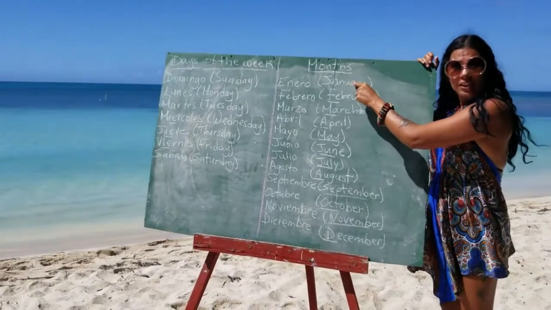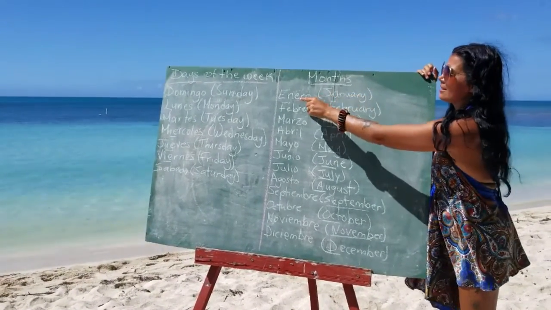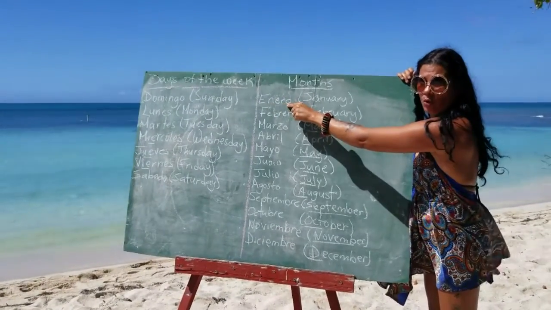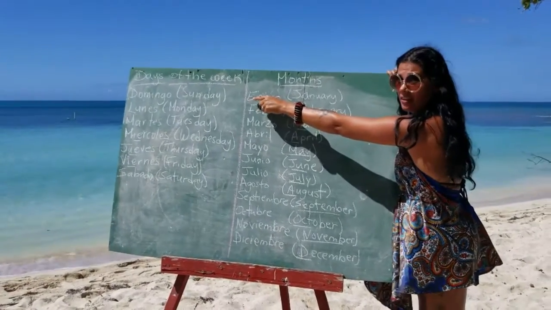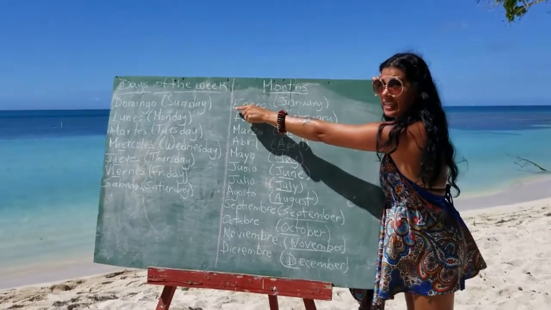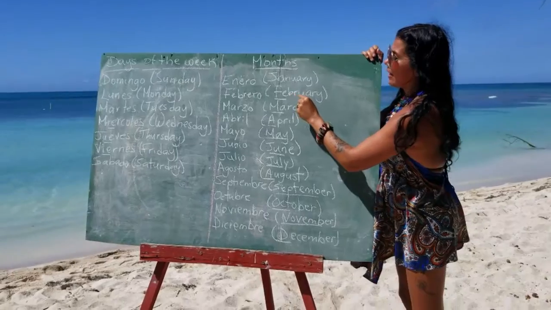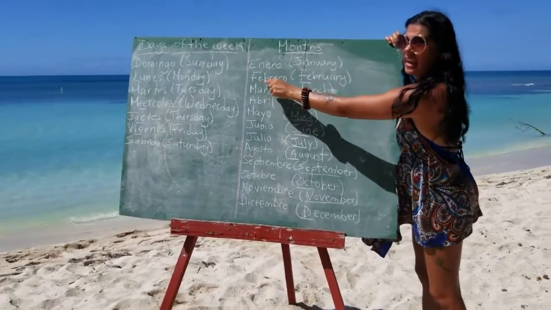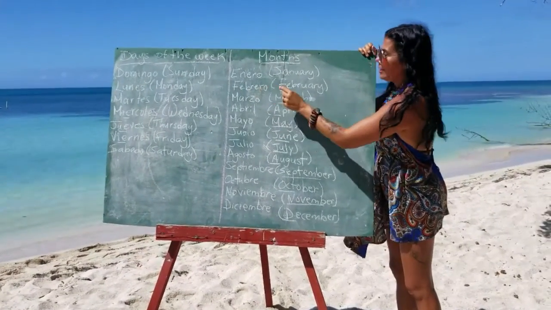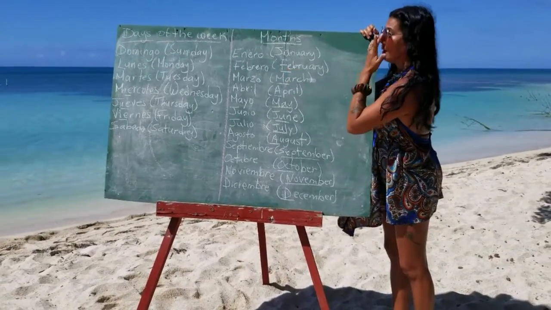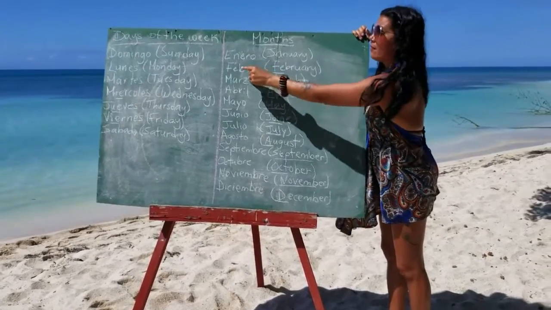So January is, in Spanish, enero. Remember the pronunciation of the vowels, not e, nero, e. Enero. February, febrero. And you can see some similarities here. They start with the same letters. February, febrero.